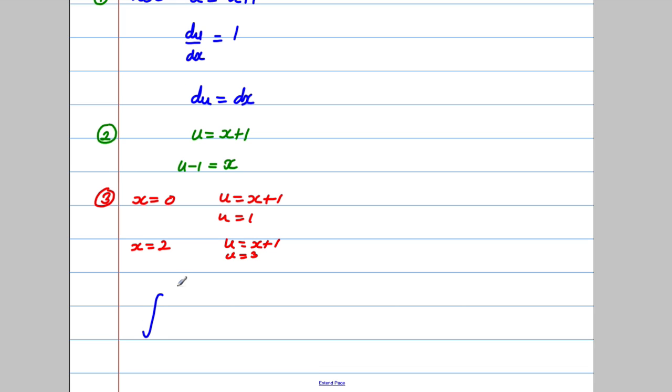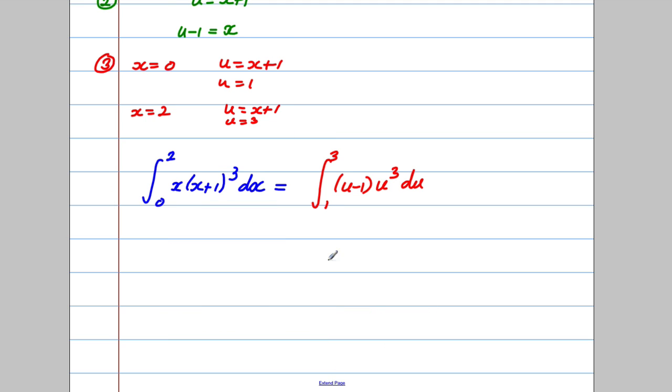So the integral we're trying to do is the integral between 2 and 0, x add 1 cubed with respect to x. So we're going to replace this, I'm going to do it in a different colour, with the x limit of 0. When x is 0, u is 1, so I'm going to put 1 there. And when x is 2, u is 3, so I'm going to put 3 there. X, we've said, is u subtract 1, so I'm going to replace that with u subtract 1. X add 1 cubed is going to be u cubed, and we can replace dx with du. And there we go, we're ready to continue this question.